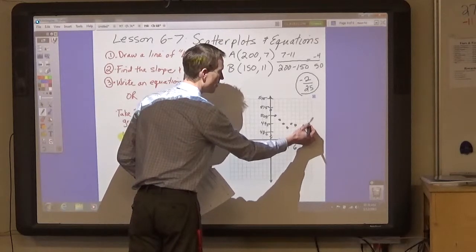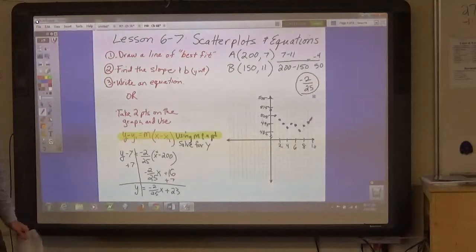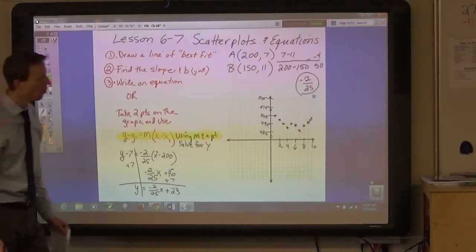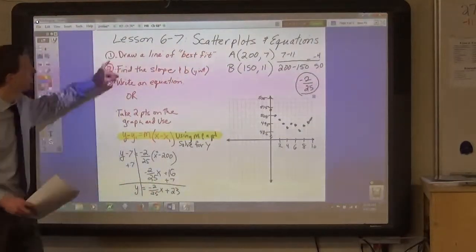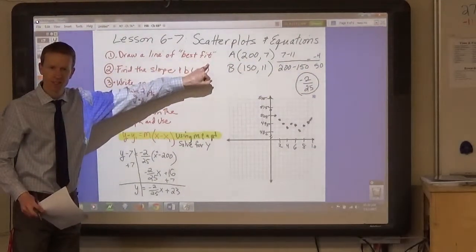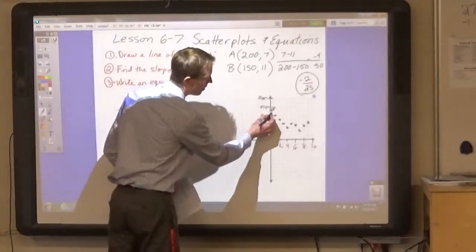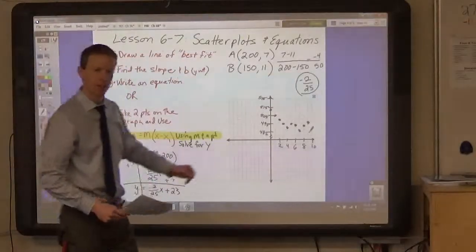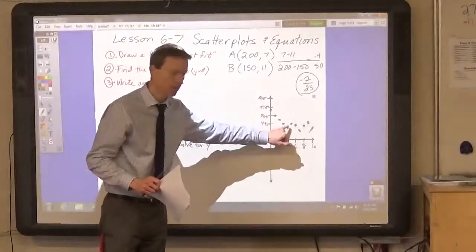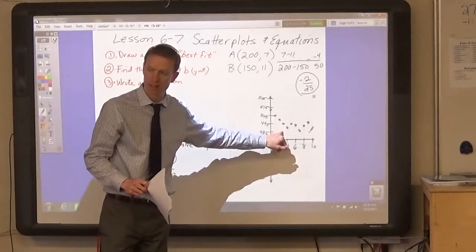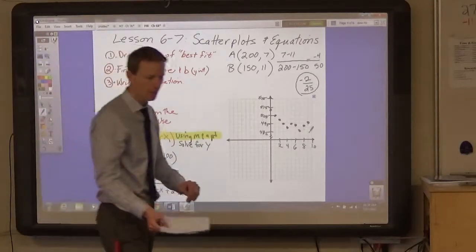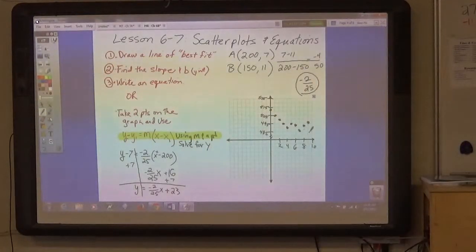That looks like a W. So, the next thing to do is to draw a line of best fit. It should go through the middle of the data, so maybe through here. And then pick, you could actually pick one of the points that's listed, as long as it's close to the line. And then follow our procedure. Alright, that's what we're practicing, and that's what this lesson is about. Lesson 6-7, scatter plots and equations. That's our assignment.